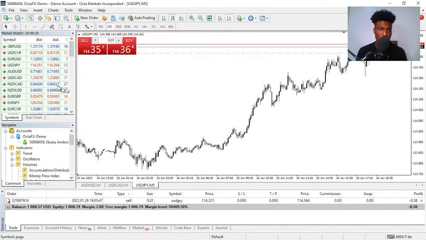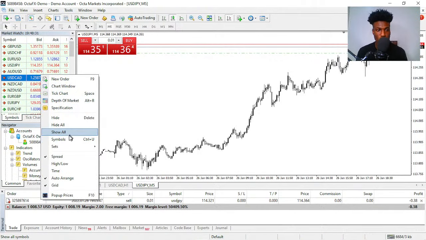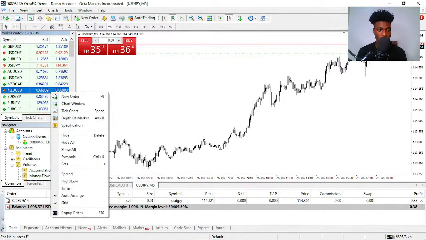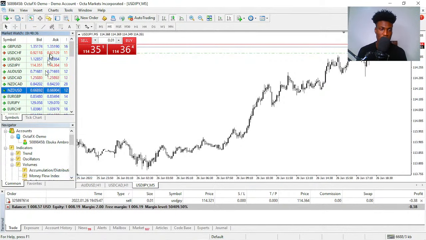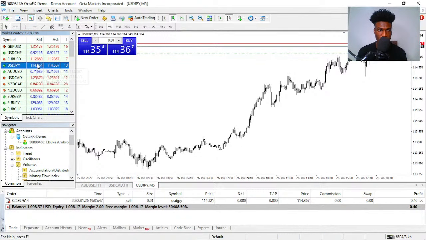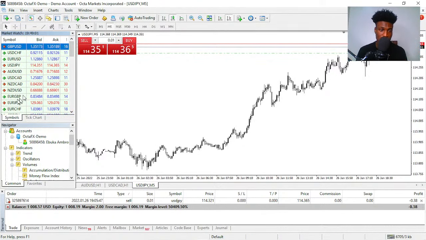Another way you can find the spread is to go to your market watch, right click and click on spread, so you know what the spread is for a currency pair. For example, USD JPY has a spread of 1.3, EUR USD is 0.8, USD CHF 1.1, and pound dollar 1.5, 1.6. That's the difference between the ask and the bid price, the buy and the sell price.